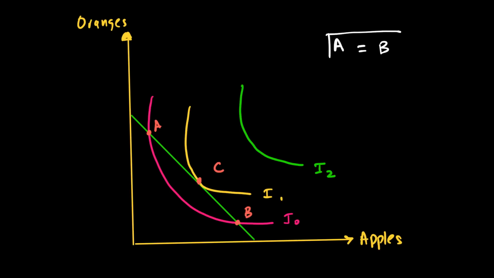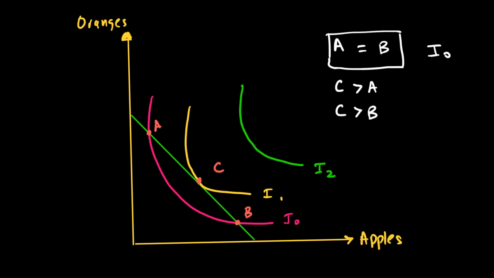Because they are on the same indifference curve I naught. But C is preferred over A, and C is also preferred over B. Why? Because C is on a higher indifference curve. If more is better, then clearly C will be preferred over A and B. And as you can see, C is also affordable.